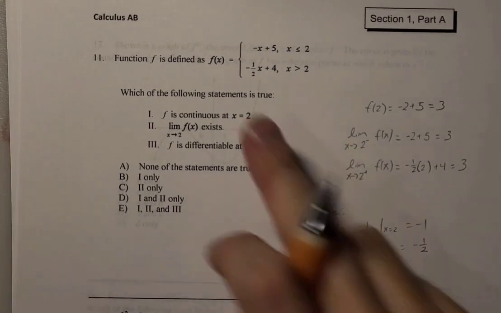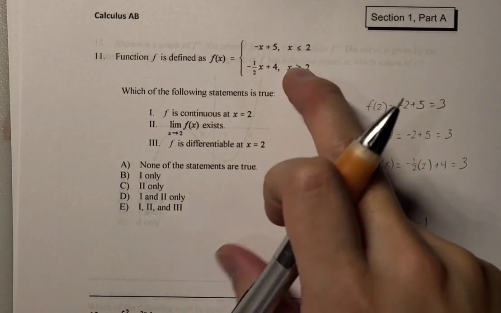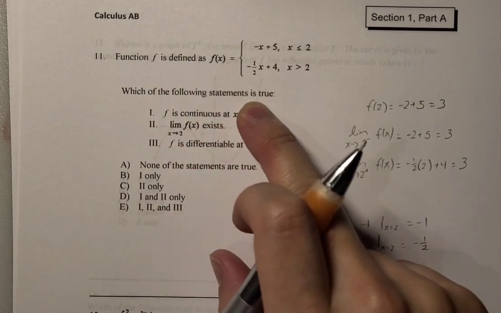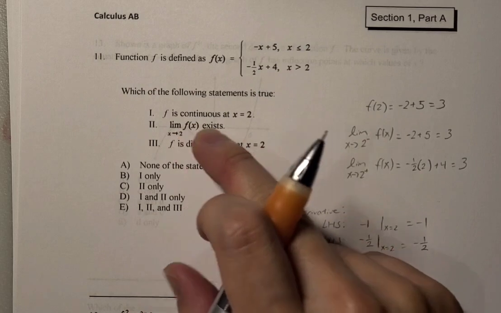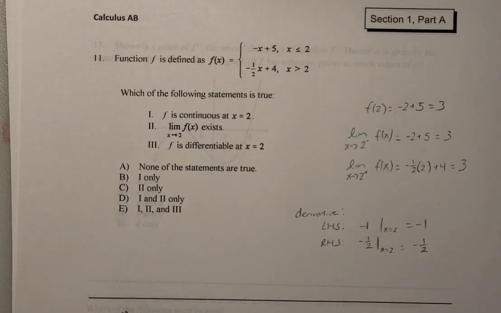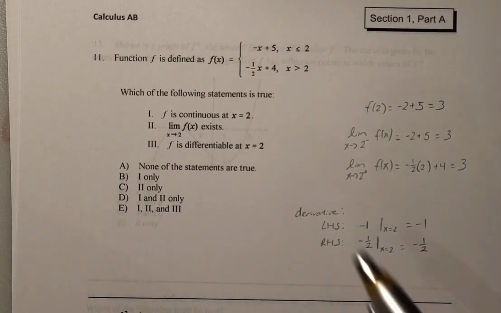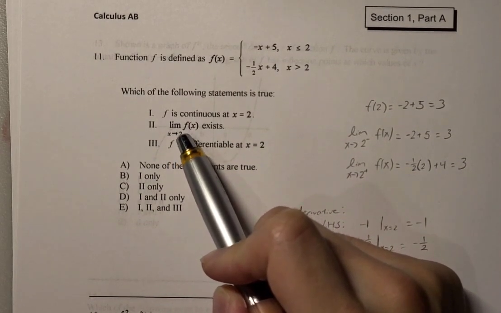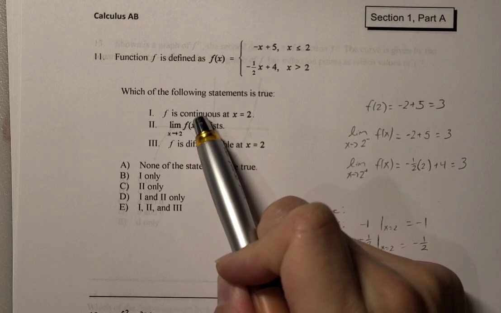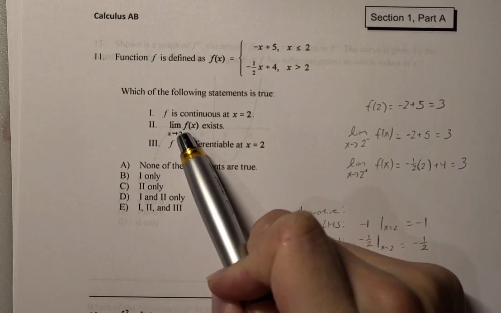Okay, function f is defined as this piecewise guy. Which of the following statements is true? Is f continuous at x is 2? Does this limit exist? Is f differentiable? Okay, so this is a very typical problem. Okay, so it might help us to find the second one first because the definition of continuity requires this limit to exist.